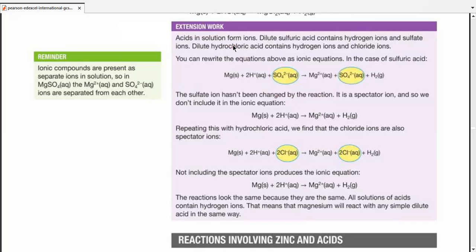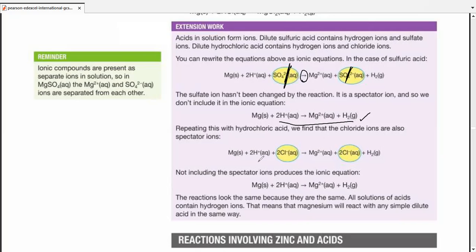If you cut the same ions on both sides of the arrow sign, we're left with the ionic equation, which simply means that the magnesium, being more reactive, displaces the hydrogen ions. Then it is converted into magnesium ions and produces hydrogen gas.